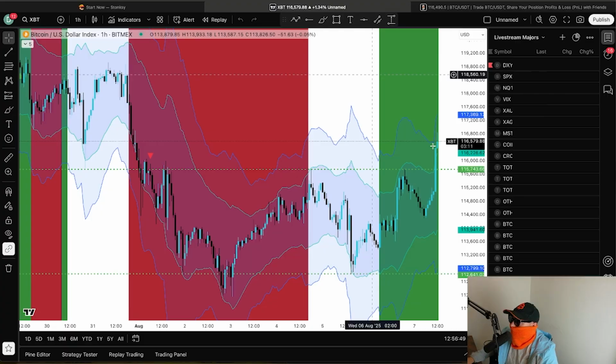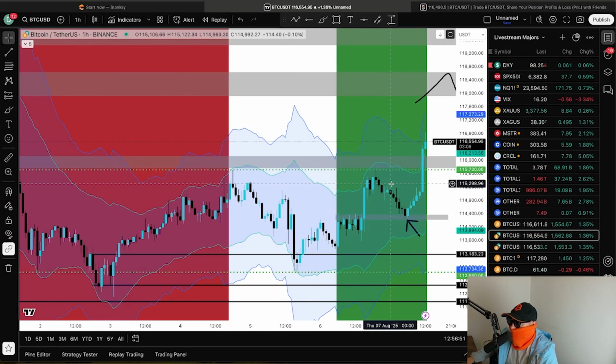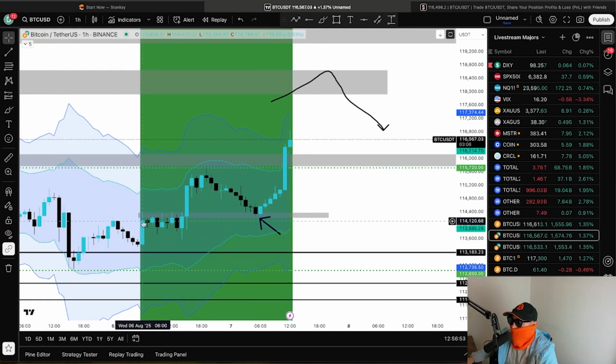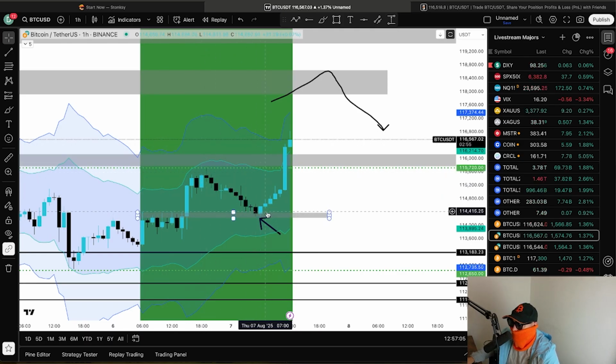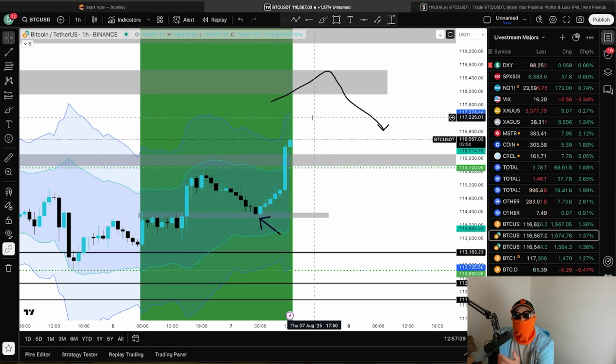But if you take a look at Bitcoin on TradingView, you can see that Stonksy called this trade. It went green just over $114,100, and of course is still green now. It was green for the first pump up, stayed in the green background for the pullback into SR, and then caught this move. So that's a great move by Stonksy.